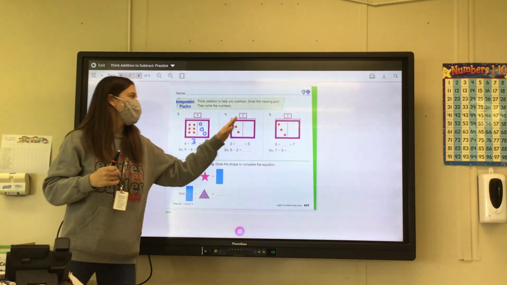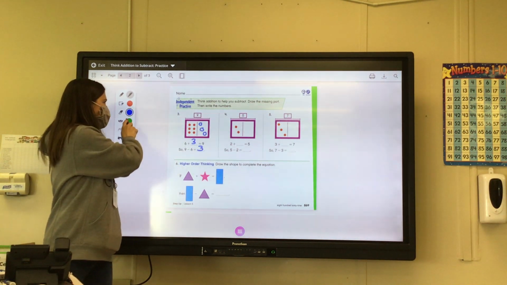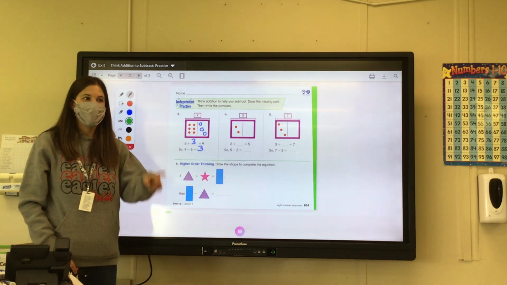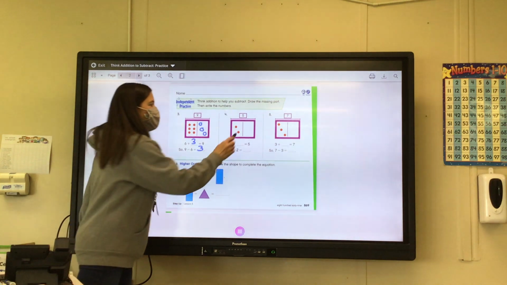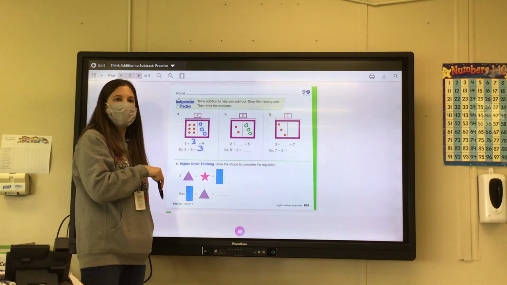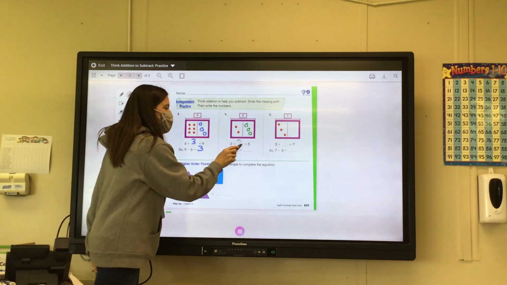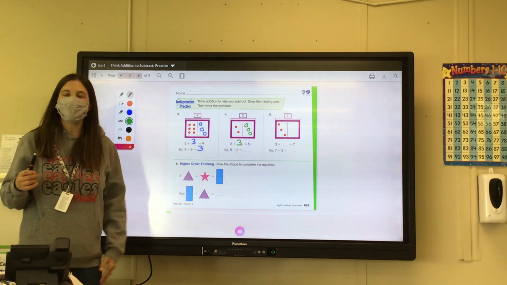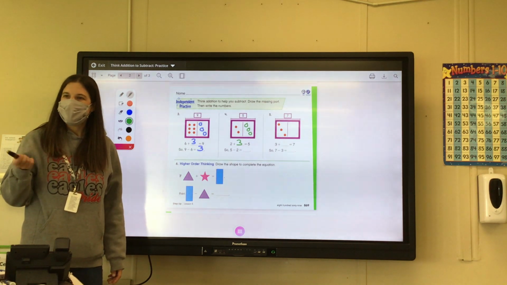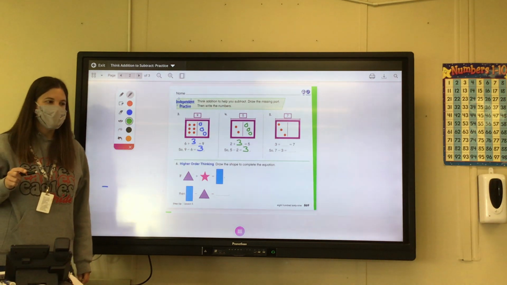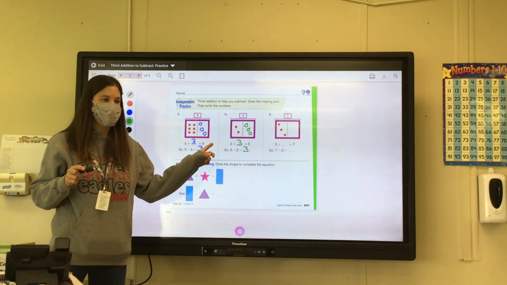All right, let's go to number 4. 2 plus what equals 5? Okay, let's draw in 3 and see. 1, 2, 3. Does that make 5? Yes. 2 plus 3 equals 5. So the whole minus 2 equals, what's the other part? 3. 5 minus 2 equals 3. See how that works? You got that written in?